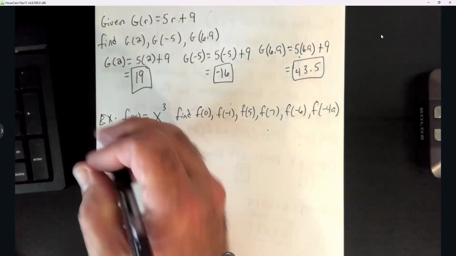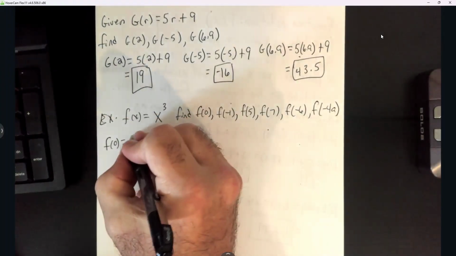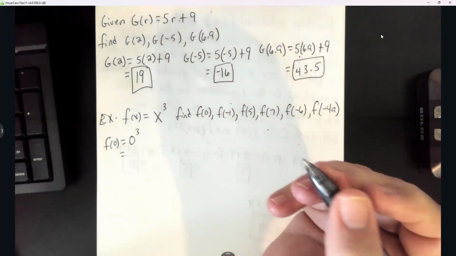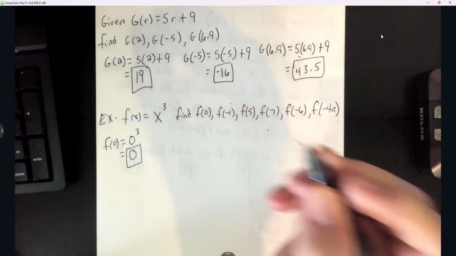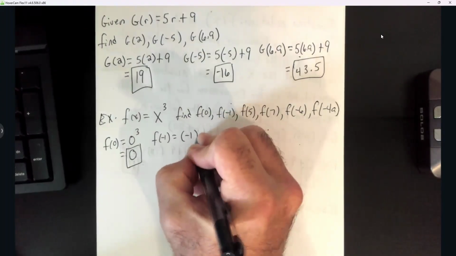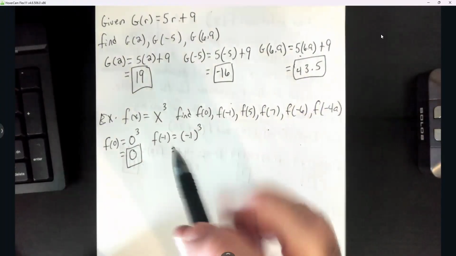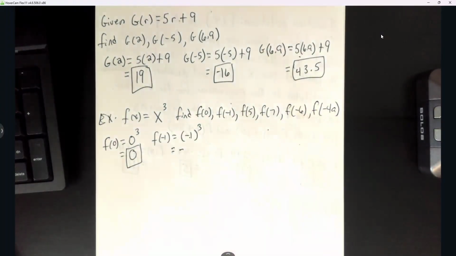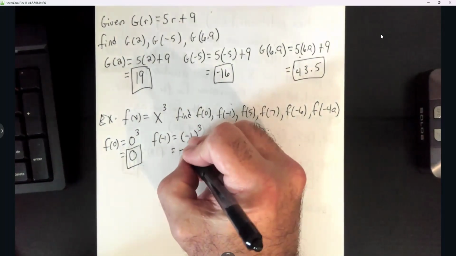So here we go. f of 0. I want you to put a 0 in for the x. So you're going to get 0 cubed. And y'all, that's what? A big 0. f of -1. I did some of these a while ago on that cubic graph. But a negative number to an odd exponent will always be negative no matter what. A negative number to an even exponent will always be positive, okay? So -1 times -1 times -1 is -1. Good job.